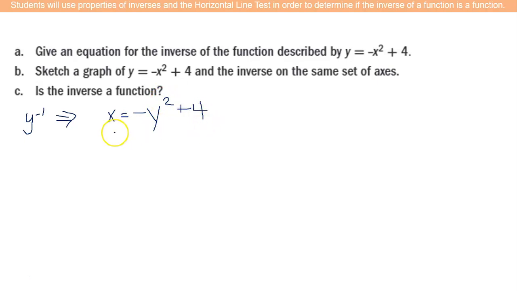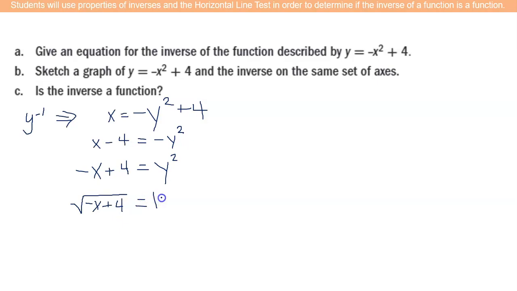So I start by subtracting 4 from both sides, and I have negative y squared. Then I could divide both sides by negative 1. So I would have negative x plus 4 equals y squared. And then I'm going to take the square root of that. So when I take the square root, I have the square root of negative x plus 4 equals, because when you take the square root, you get the absolute value.